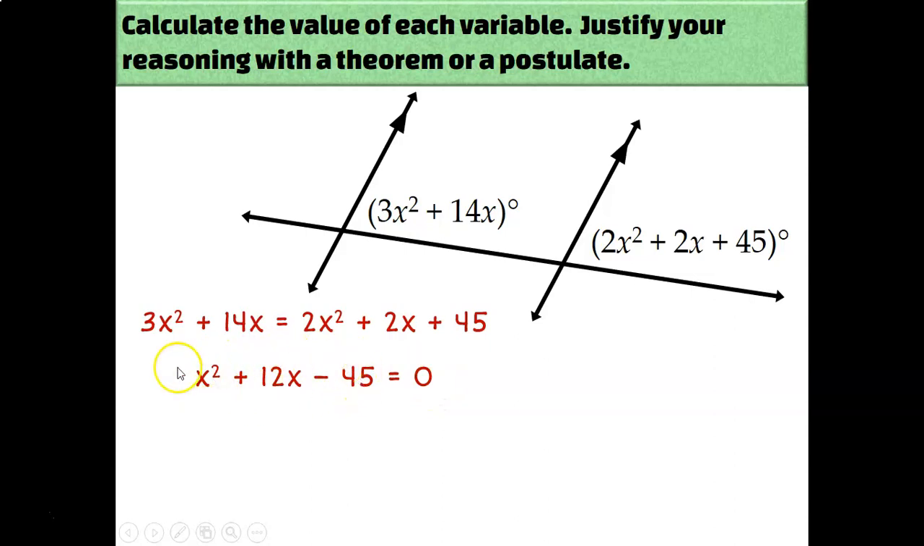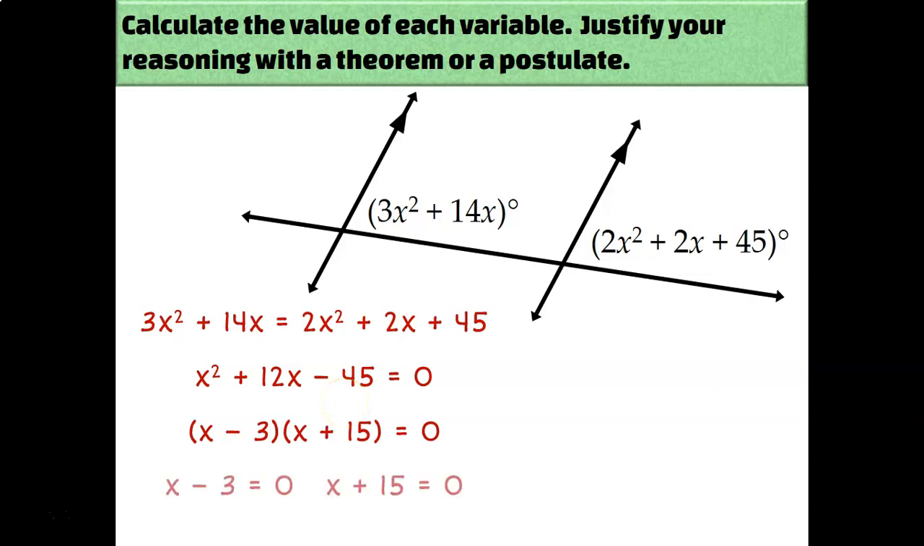So since I have all of my terms on one side of the equation and the other side is 0, I'm ready to factor. What are the factors of negative 45 that add up to 12? The answer would be 3 and 15. If I wanted to add up to a positive 12, the 15 needs to be positive and the 3 will need to be negative. So next I will set each of those equal to 0 and solve. So I get answers of x equals 3 and x equals negative 15. You should always double check your answers and make sure that they actually work.